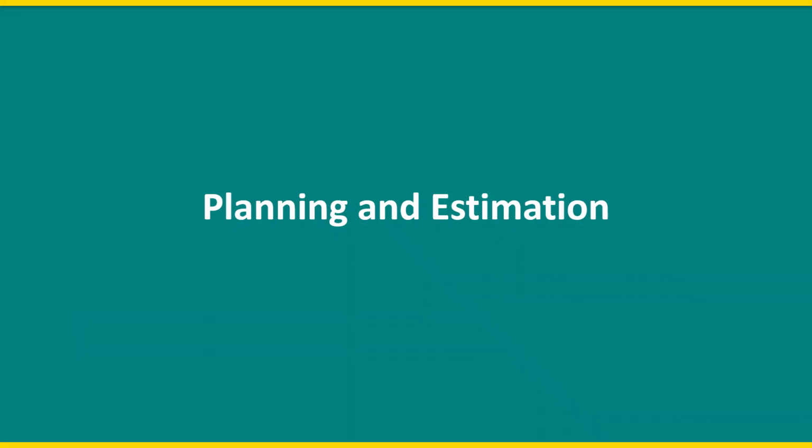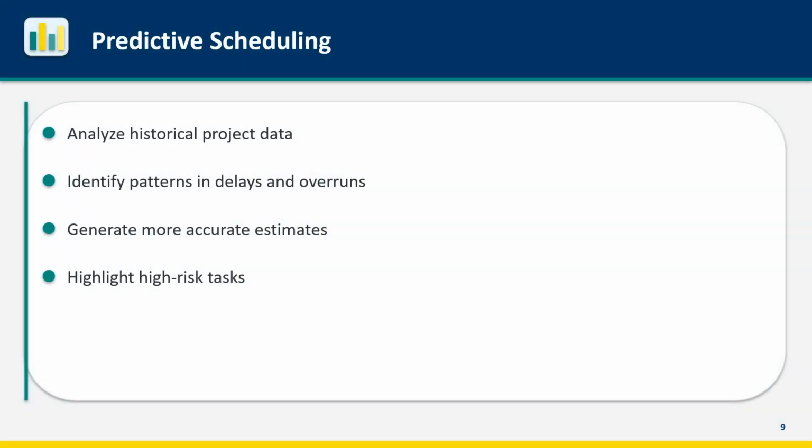AI can improve planning and estimation by learning from historical data. Predictive scheduling analyzes historical project data. How long did similar tasks take in past projects? It identifies patterns in delays and overruns. Database tasks consistently take 50% longer than estimated. AI spots that. It generates more accurate estimates based on patterns, not optimism. It highlights high-risk tasks that historically cause problems. This shifts estimation from guessing to data-driven prediction.